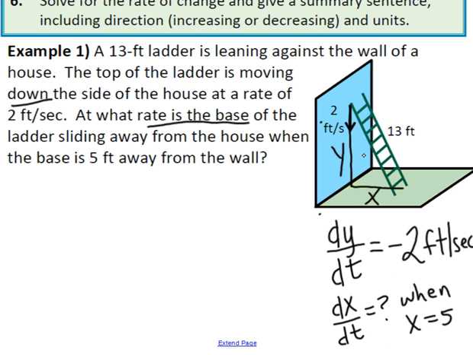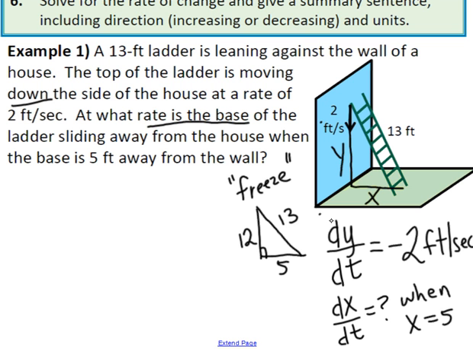Now again, I told you not to plug in values for y and x, so what you can do is make another little diagram, which we can call the freeze frame. If I freeze this picture in time at the time that I want, which is when x is 5, then you can get what your other length is. Hopefully you would know that this is a 5, 12, 13 triangle. So at the moment that the base is 5 feet from the wall, the top is 12 feet from the floor. That's going to be important information.